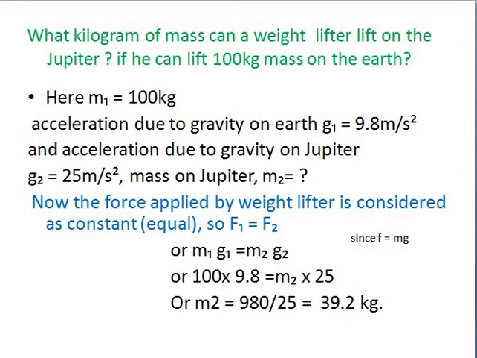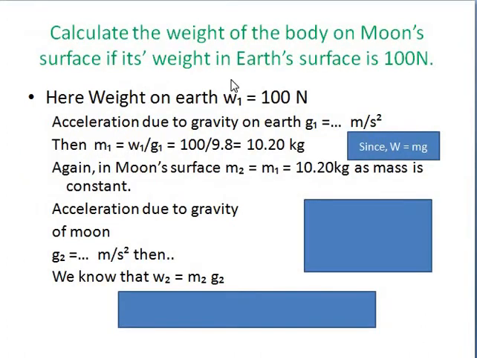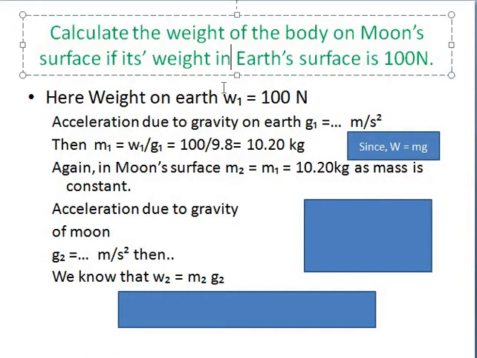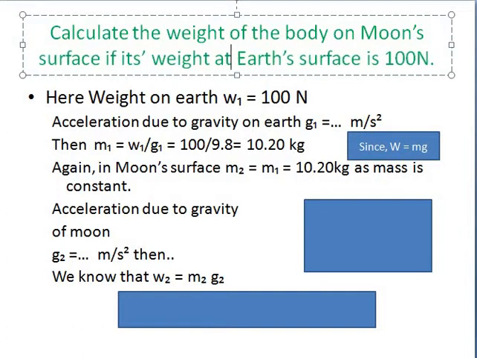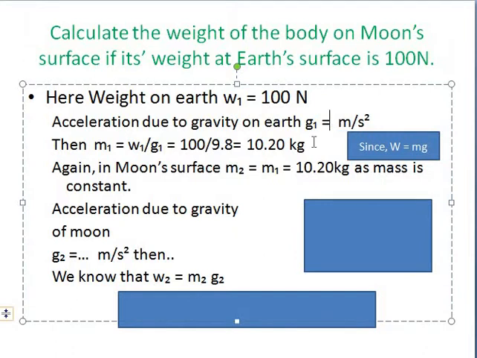Okay. Next, we have another problem. Calculate the weight of the body on Moon's surface if its weight at Earth's surface is 100 newtons. You can write at, not in or on. So here, weight on Earth W1 equals 100 newtons and acceleration due to gravity on Earth is g1. I think you know the value of g1 on Earth's surface? Yes, it is 9.8 meter per second square.